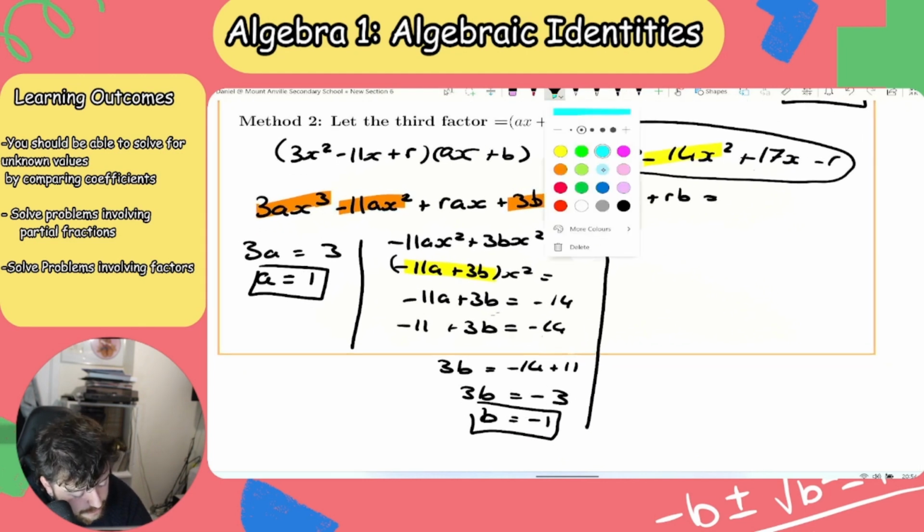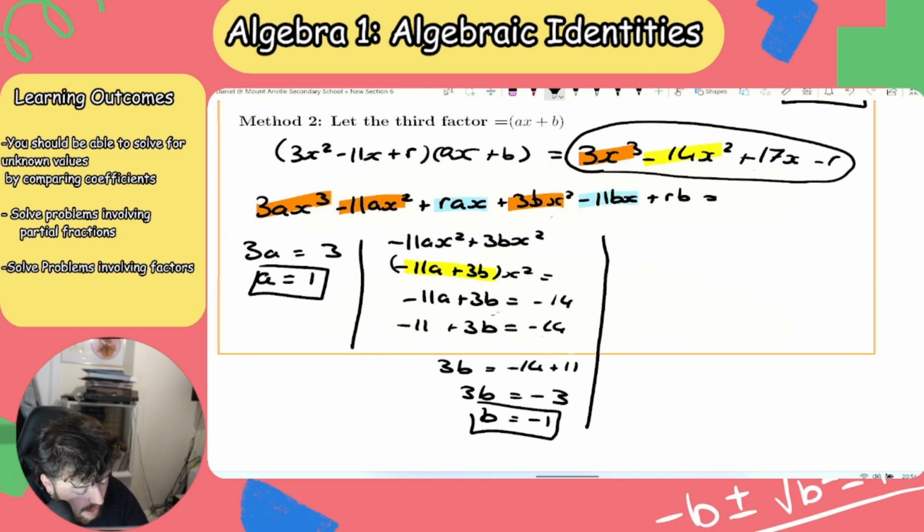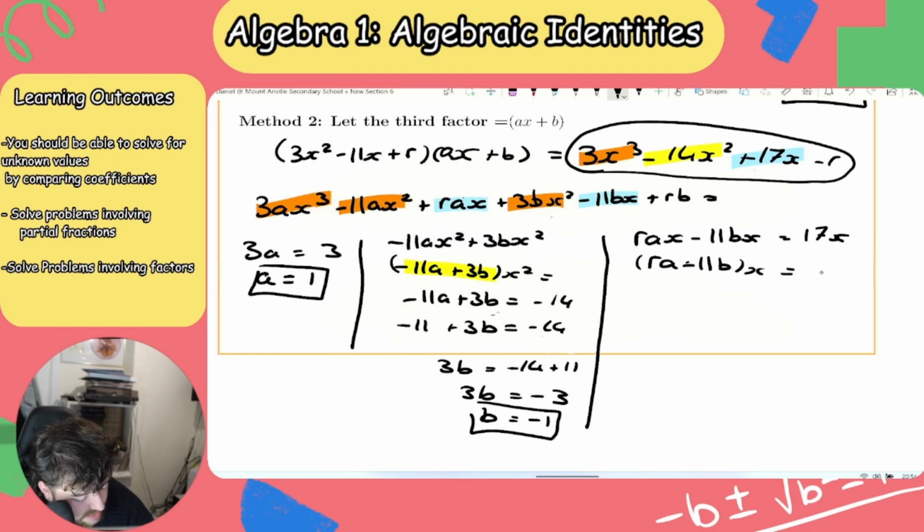So I now have rx minus 11bx. That has to equal 17x. Okay, now I'm dealing with the r's. Now that might help me with something. So I have rx minus 11bx is equal to 17x. Factor out the x here. I have (r minus 11b) all times x is equal to 17x. So that means all of this has to equal 17. So r minus 11b is equal to 17.